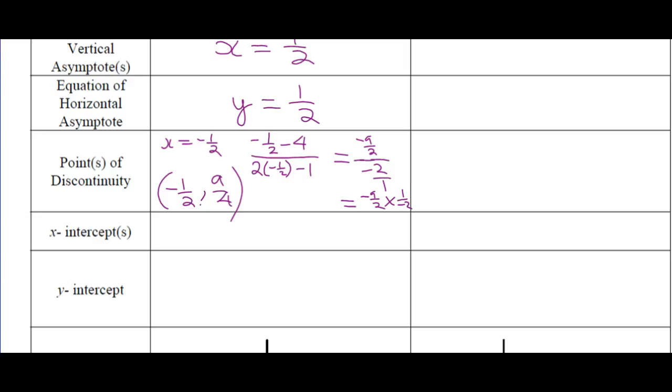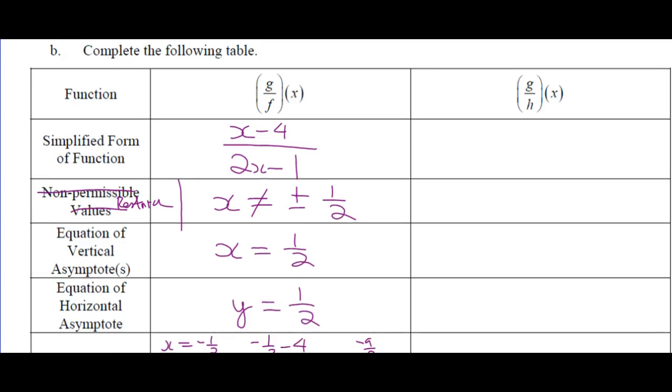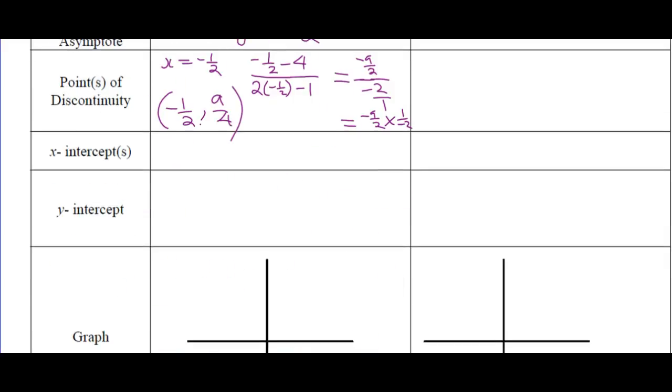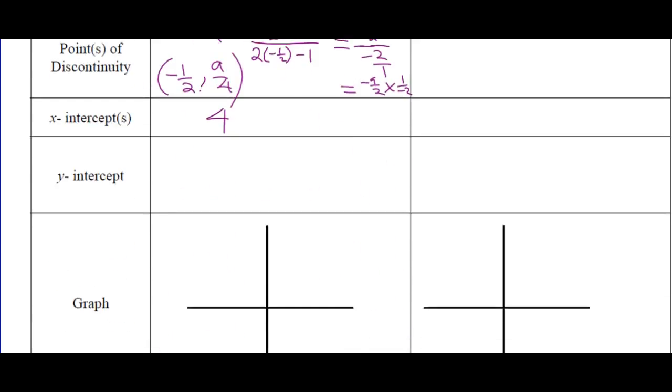What's the x-intercept? Yeah, set y to 0. Like, forget this, right? I just need this to be 0. So set y, then x is 4. X-intercept is 4. What's the y-intercept? Okay, so set x to 0. So it's 0 minus 4 over 2 times 0 minus 1, which is negative 4 over negative 1, yeah, which is 4.